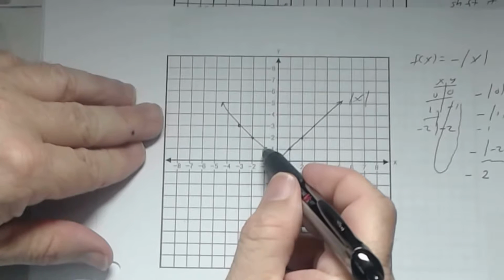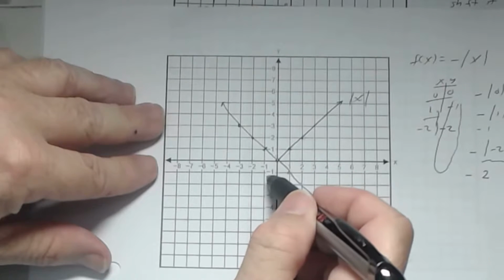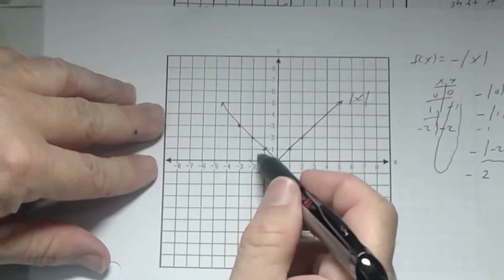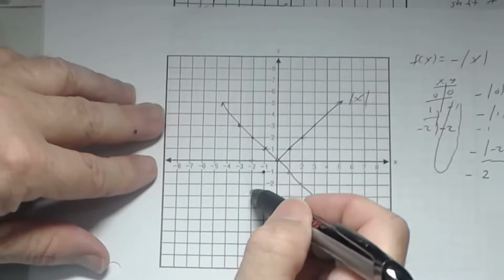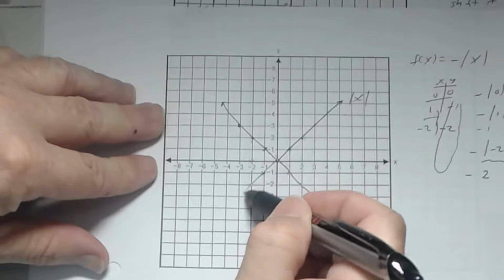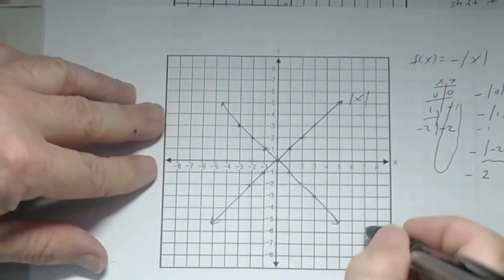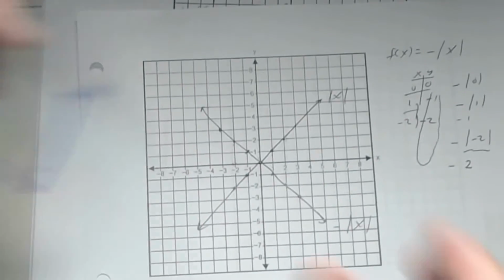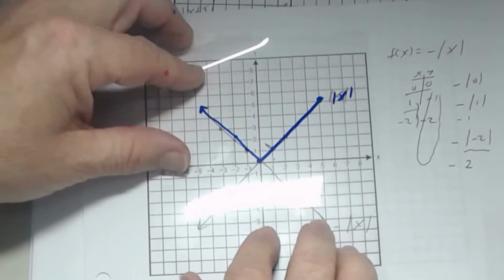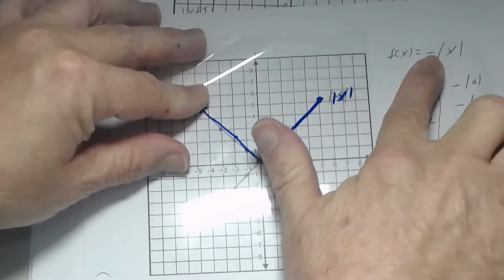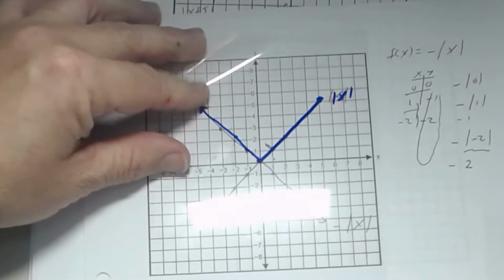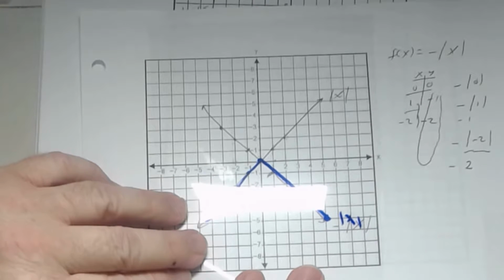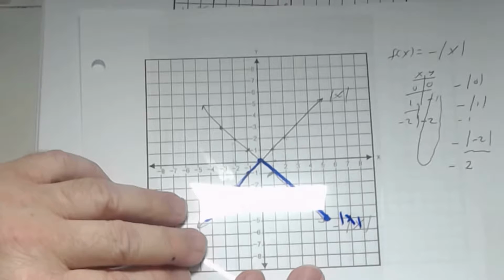Same thing here. -1, 1 becomes -1, -1. -2, 2 becomes -2, -2, and so on. All right? So this is negative absolute value of x. So again, notice, here's a parent function. The negative out here talks about the reflection about the x-axis. So when reflected about the x-axis, I get this. Okay? Any questions? All right.